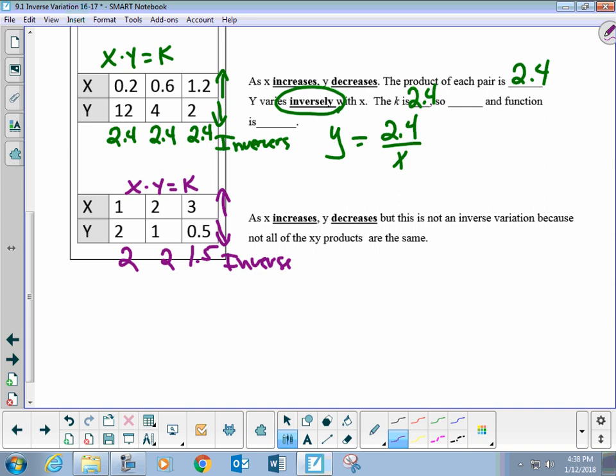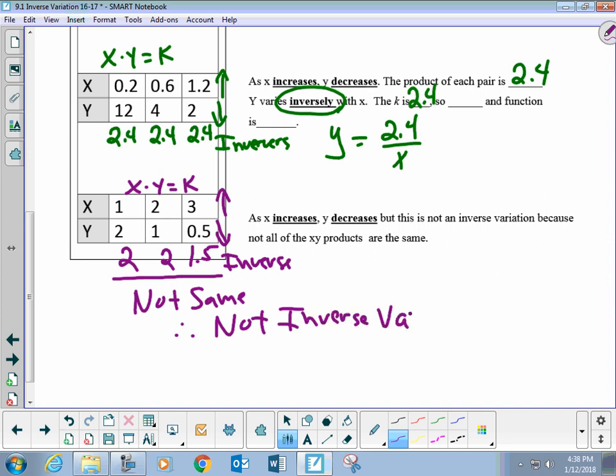These numbers are not the same. Therefore, this is not inverse variation. It's not direct variation, and it's not inverse variation. It's just a relationship. It is neither.